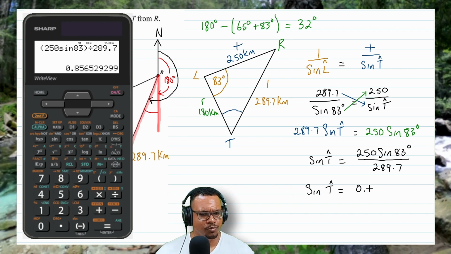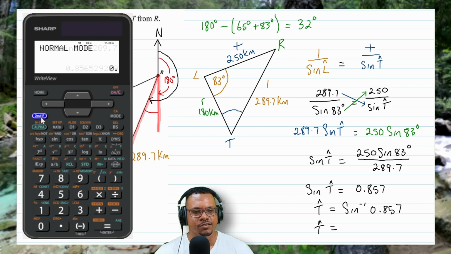So I have 0.857. So now capital T would be the sine inverse of this 0.857. So capital T is equal to, so I'll press second function and sine to get sine inverse, and then I'll put 0.857. Press equal, and that's 58.98 degrees. So I can round that off to 59 degrees.